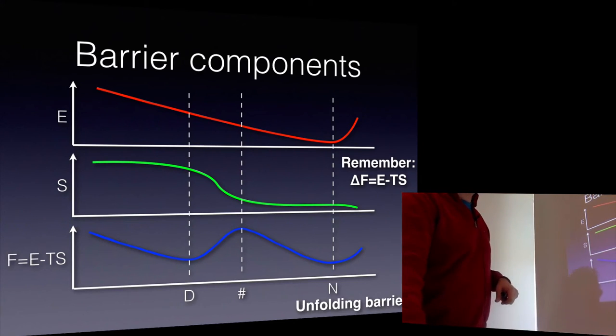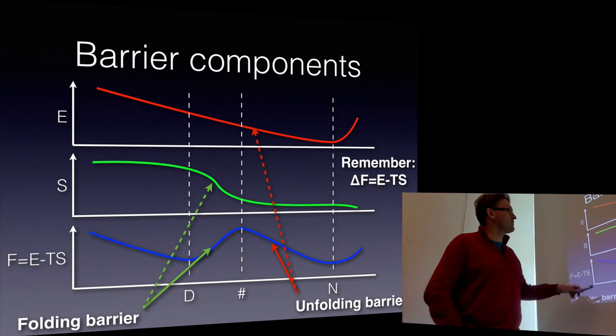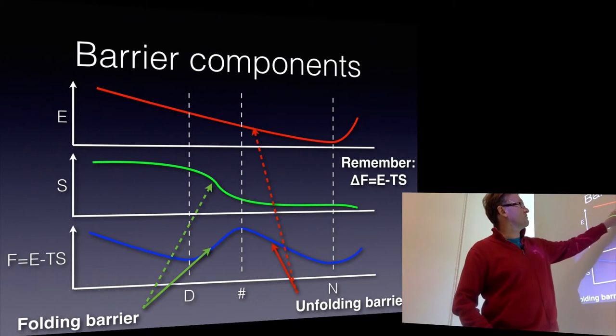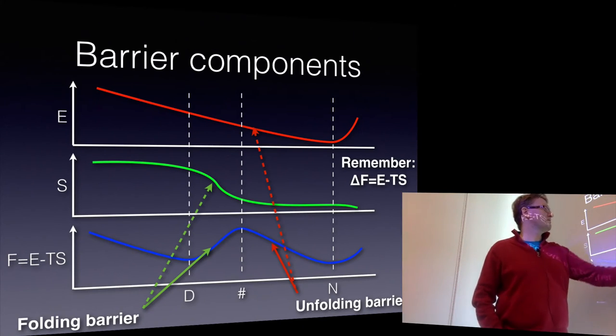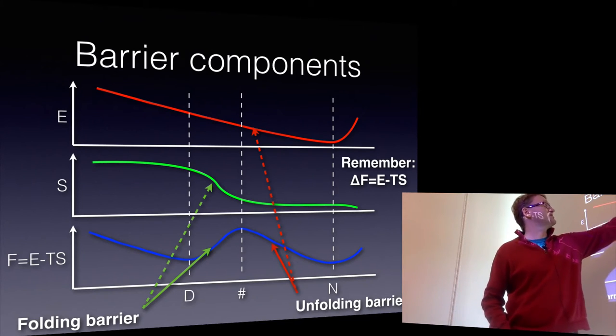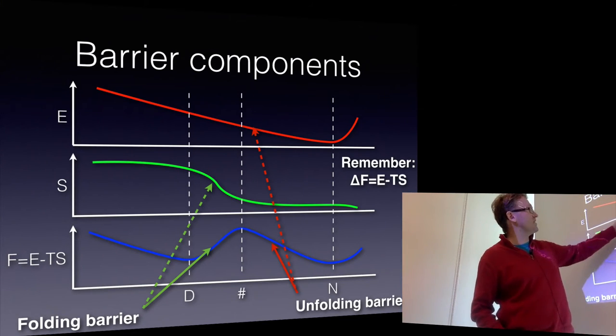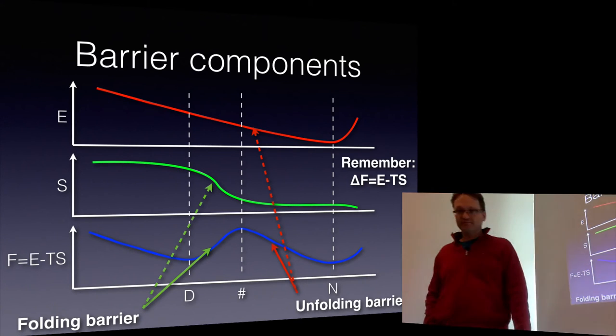And that's why we have one type of unfolding barrier and a second type of folding barrier. The folding barrier happens here, which is mainly the entropy, while the unfolding barrier comes in the other way, and that's mainly where the energy starts, because the energy starts going up here quicker than the entropy goes up, while the entropy goes down quicker than the energy goes down on this side of the barrier.